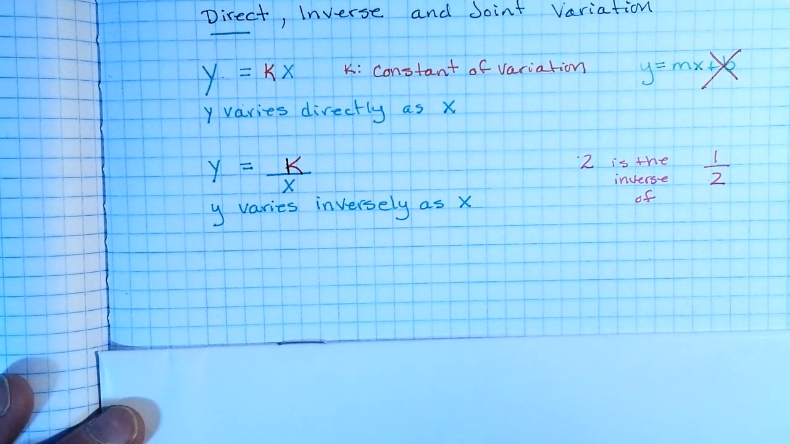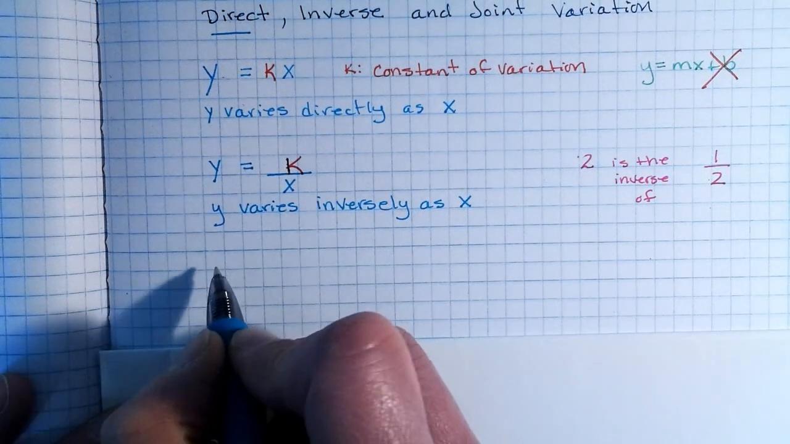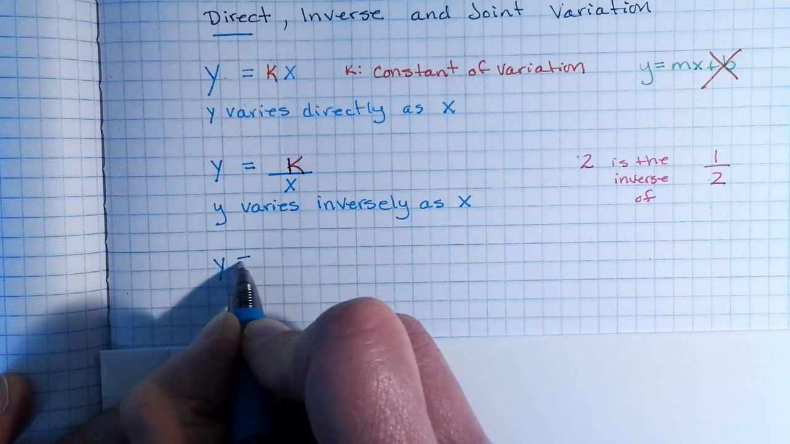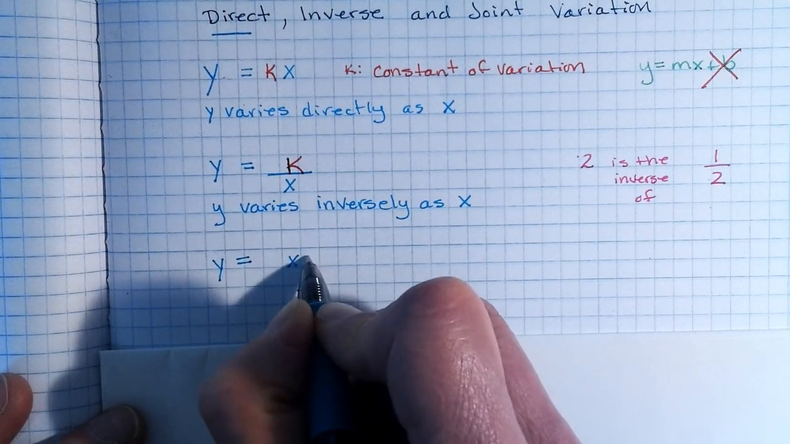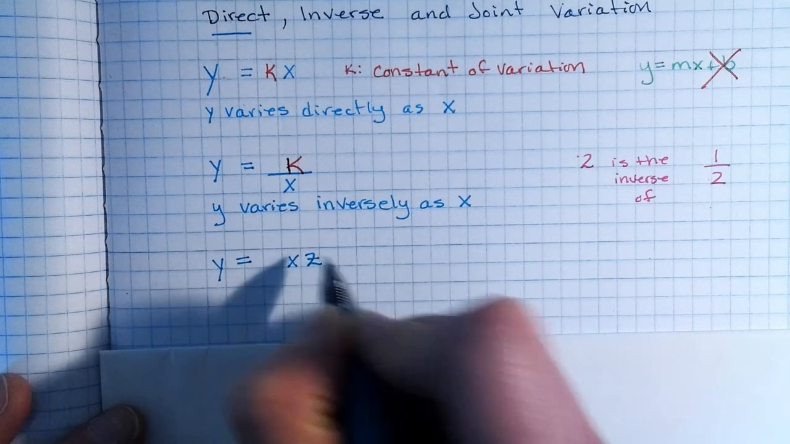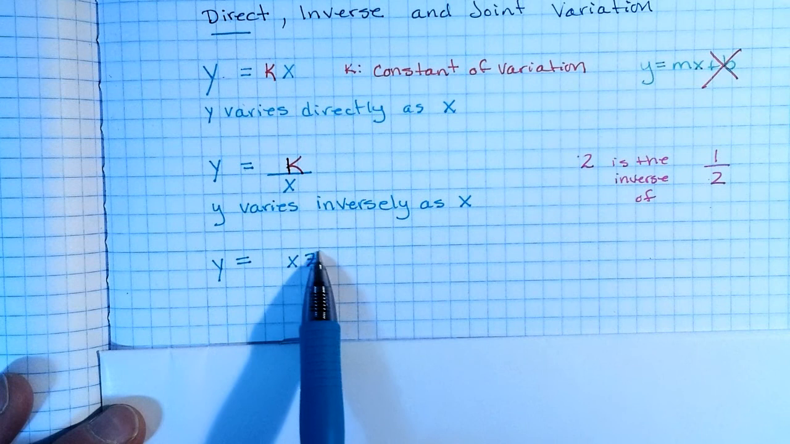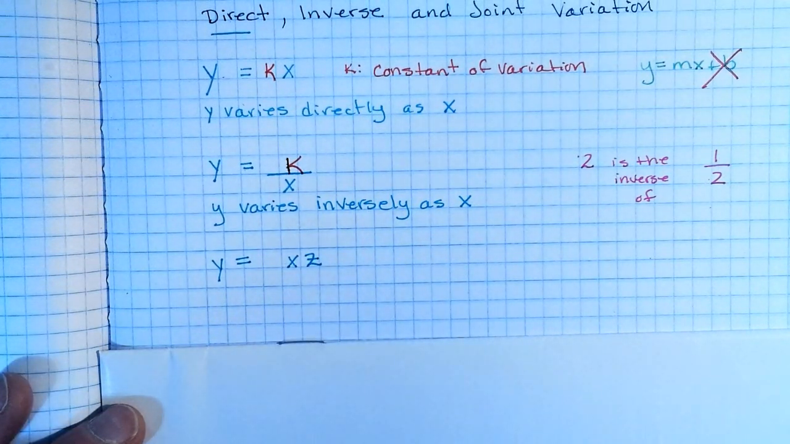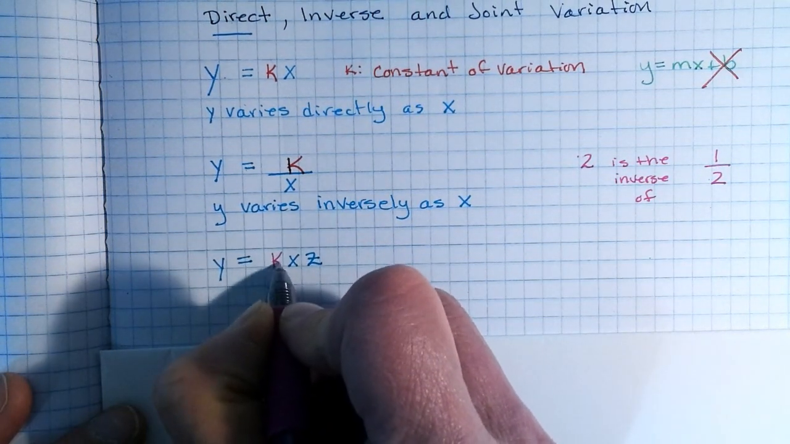Now there's one more, and that's joint variation. In joint variation, I would have something like y varies jointly with x and z. You can see they're all on the same line. This means together. And again, I have my constant of variation that I call k.